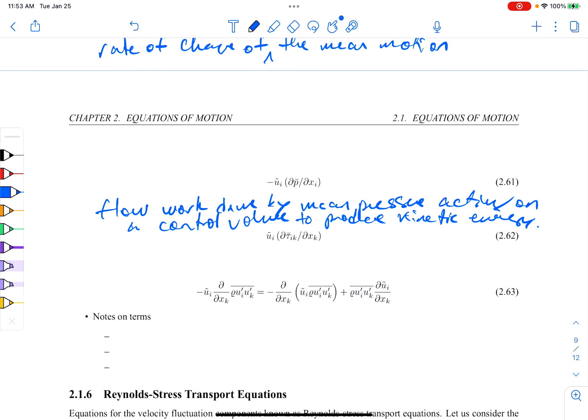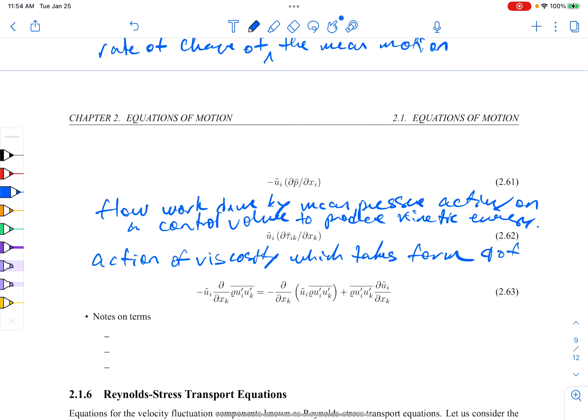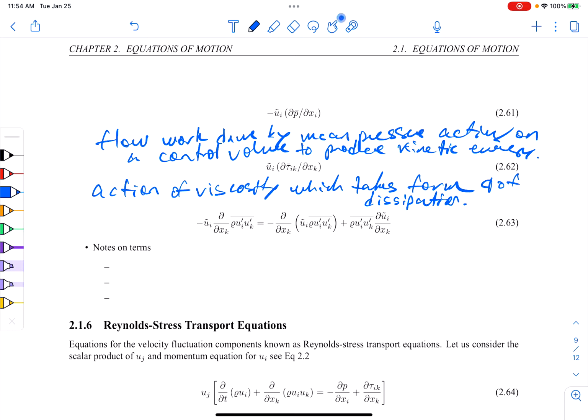This term here, 262, is obviously an action of viscosity, which takes the form of dissipation. You probably notice that my page numbers are a little bit different than yours, but the equation numbers should be the same. So I apologize for that, but my LaTeX typesetting packages with and without the student notes are mismatched, and I can't figure it out without using slides, so sorry about that.